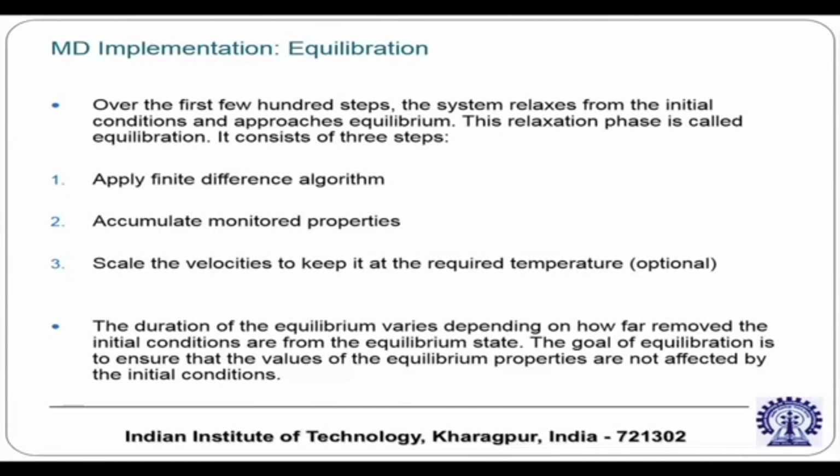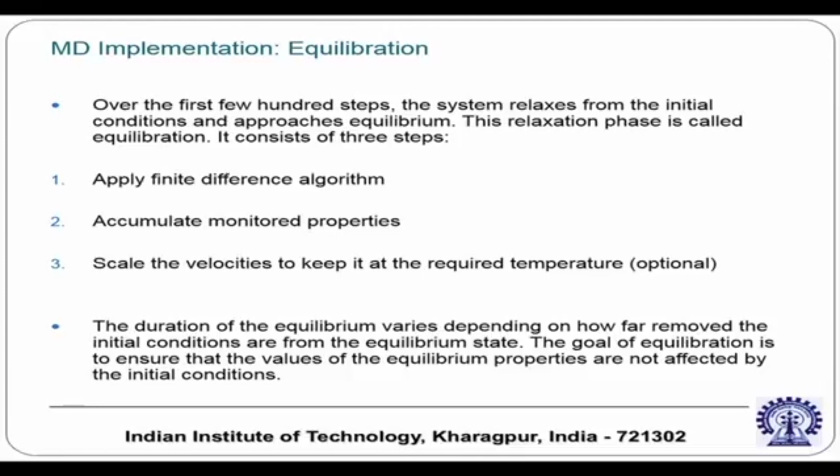So then over the first few hundred steps the system relaxes from the initial conditions and approaches equilibrium. The relaxation phase is called equilibration. It consists of 3 steps: apply finite difference algorithm, accumulate monitored properties, scale the velocities to keep it at the required temperature.